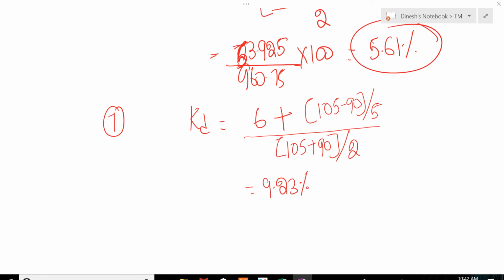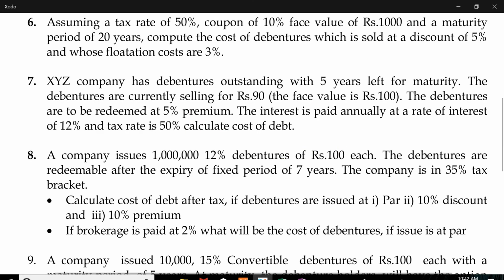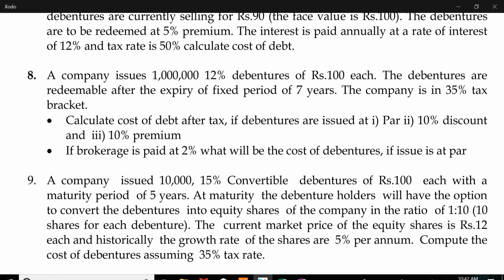Any doubts on this? Can we proceed? Any doubts on 9.23%? Can we? Okay. Now I'll take you through question 8. Any doubts till now? Now let's go through this.